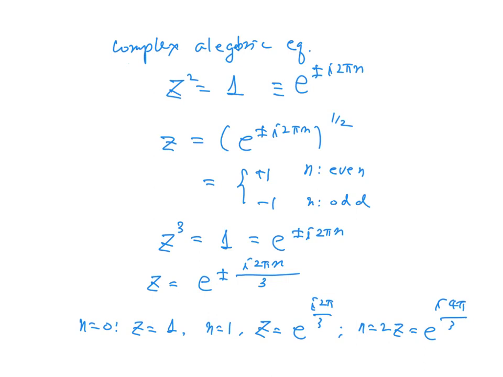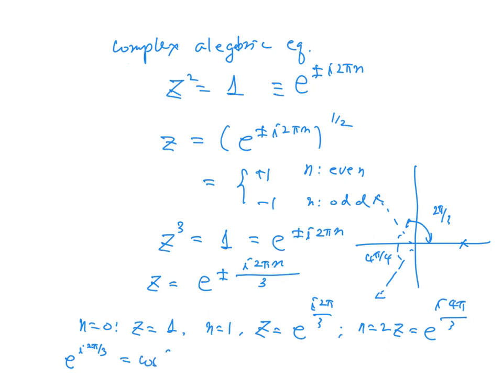So we can have a solution space here. And this is 2 pi over 3. This is 4 pi over 3. So exponential i 2 pi over 3 is cosine 2 pi over 3 plus i sine 2 pi over 3.